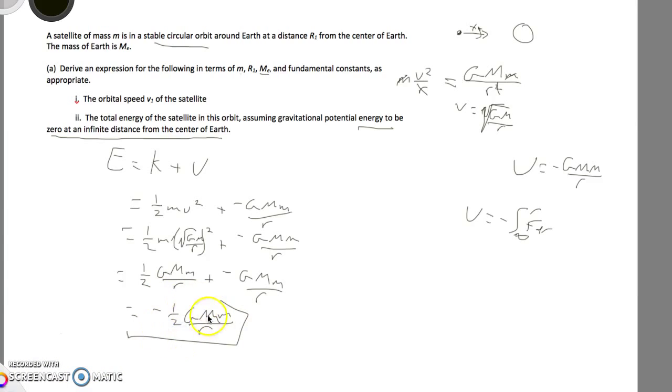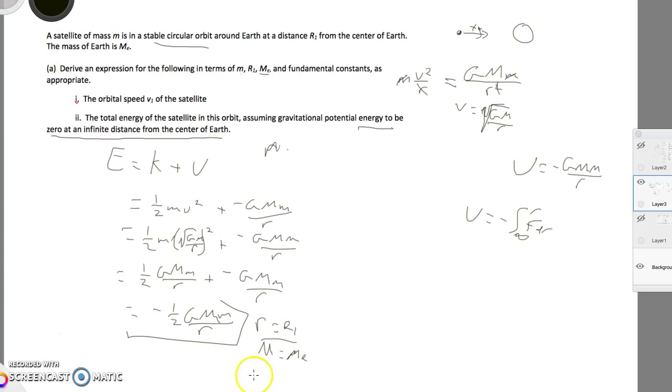From here, we haven't quite answered this correctly just because we haven't used these exact terms, so we can either say that r is equal to r1, and that big M is equal to M sub e. Or you can rewrite it as equals negative G M_e little m over 2r1 right there. Okay, so that'd be your answer for the second part.